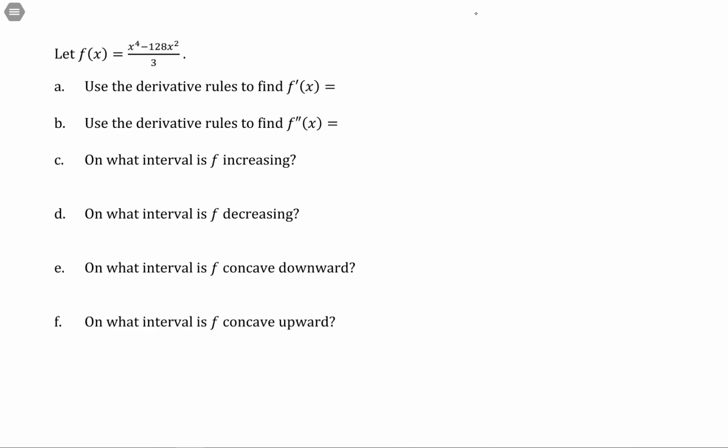Let f of x equal x to the fourth minus 128x squared, all over 3, and use the derivative rules to find f prime of x. Well, the derivative here, I'll just pull the 1/3 to the side and use the power rule on the resulting polynomial. So that would be 4x to the third minus 256x.